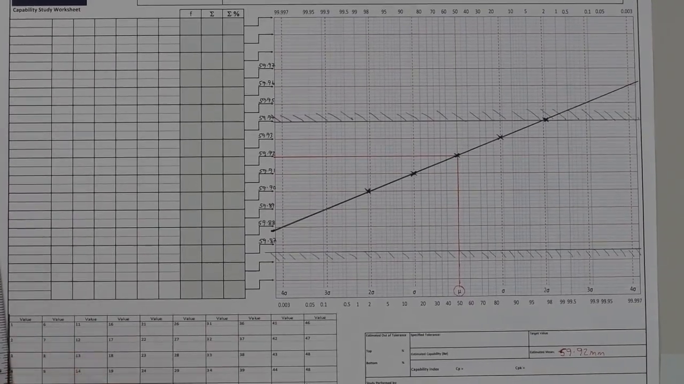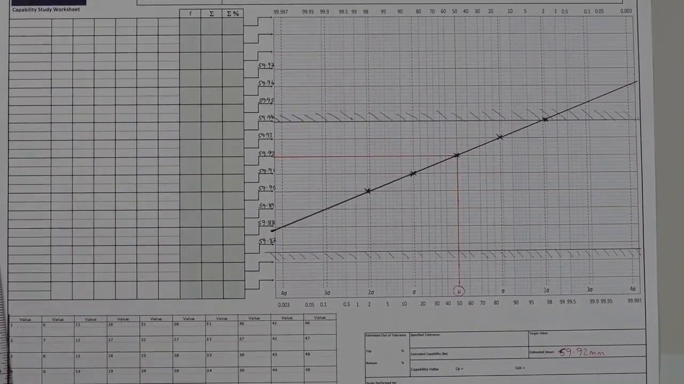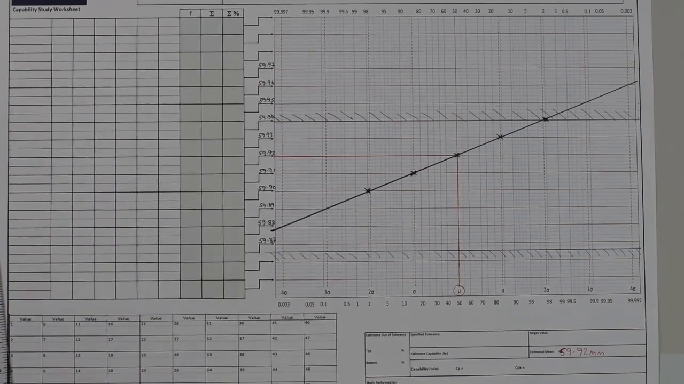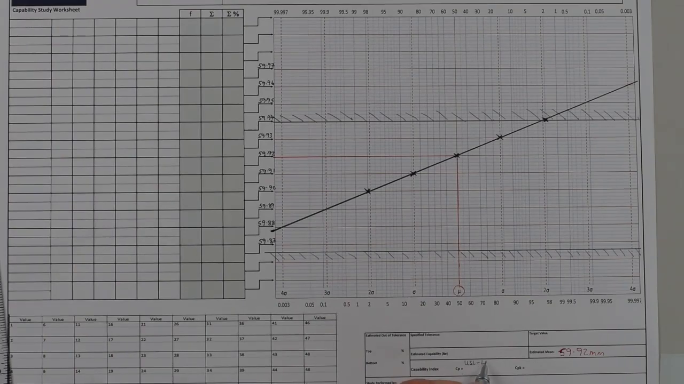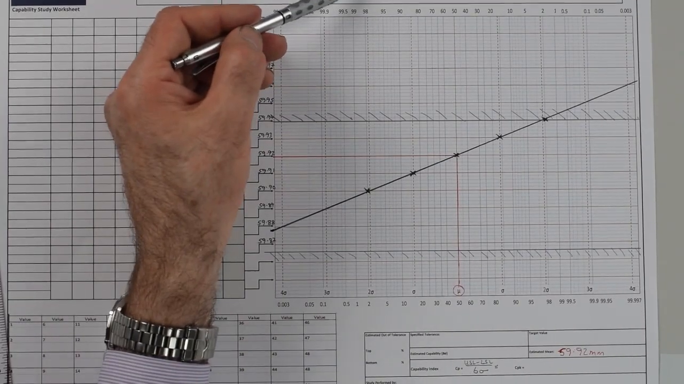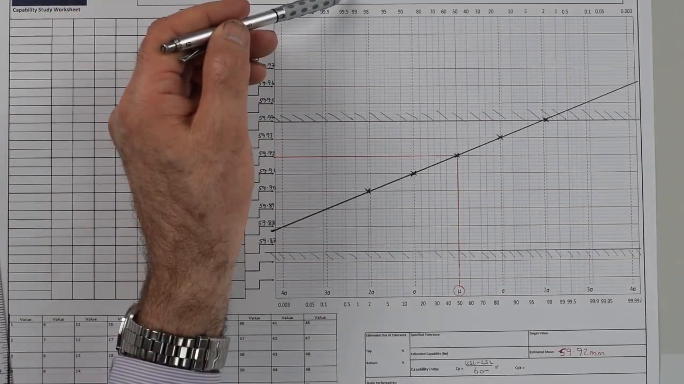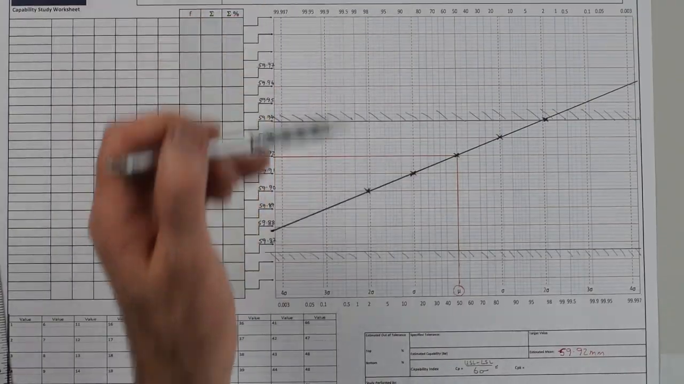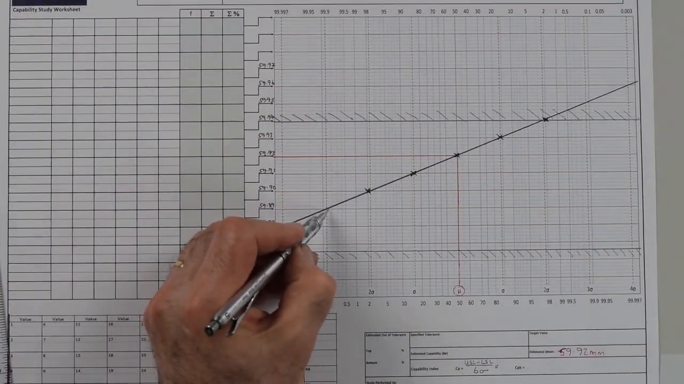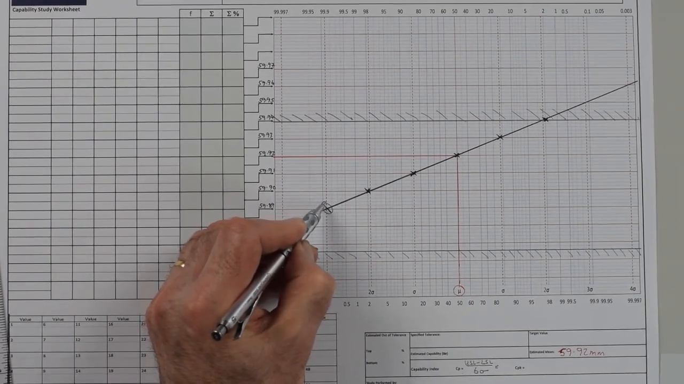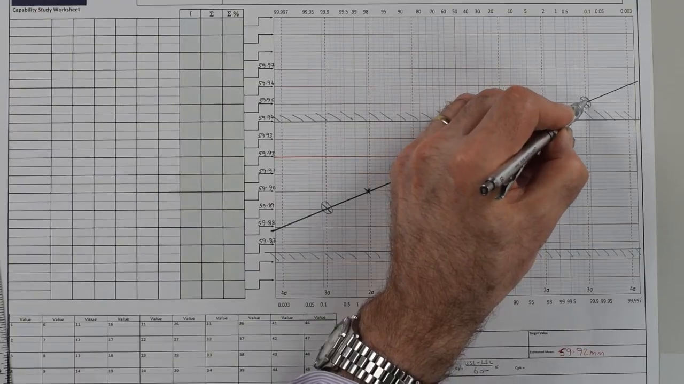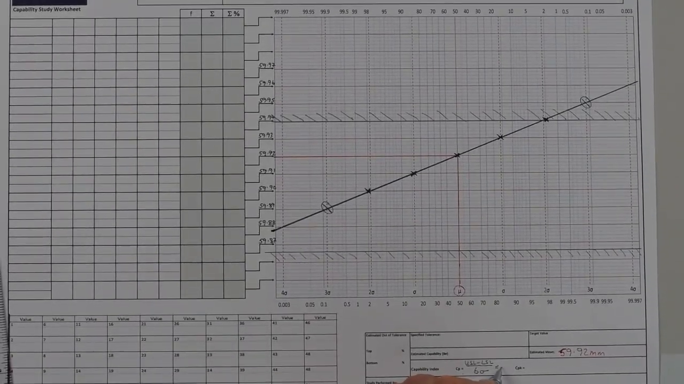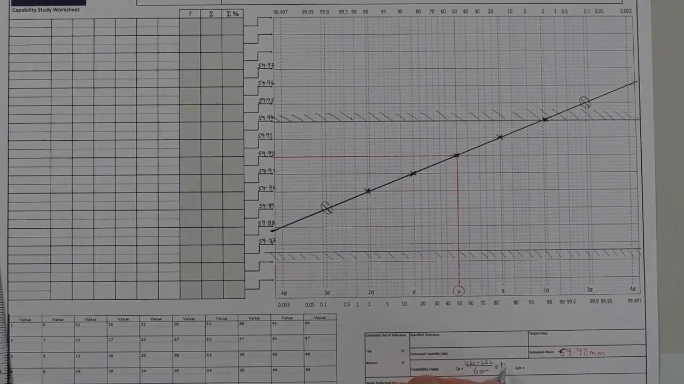We can calculate our CPs and CPKs in precisely the same method as we did previously. CP is defined as upper spec limit minus lower spec limit divided by 6 sigma. Upper spec limit is 59.940, lower spec limit is 59.866, and we can measure off the 6 sigma value from the graph, from here and from here, and we know we get a CP figure of 1.48.